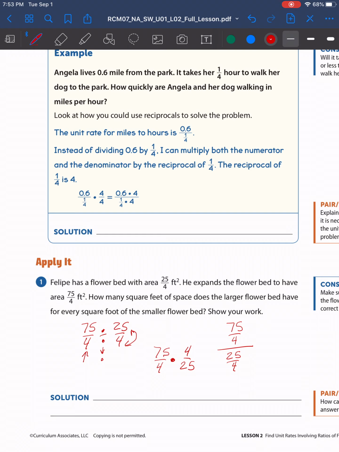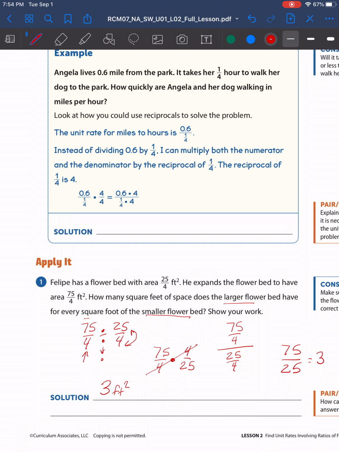These two cancel out, which means we are left with 75 25ths. Now, 75 divided by 25 equals 3. So the question says, for every square foot of space the large flower bed has, what does it have for the small flower bed? So the answer is 3 square feet. I'm going to say feet squared. Okay? Make sure you show your work on this one.